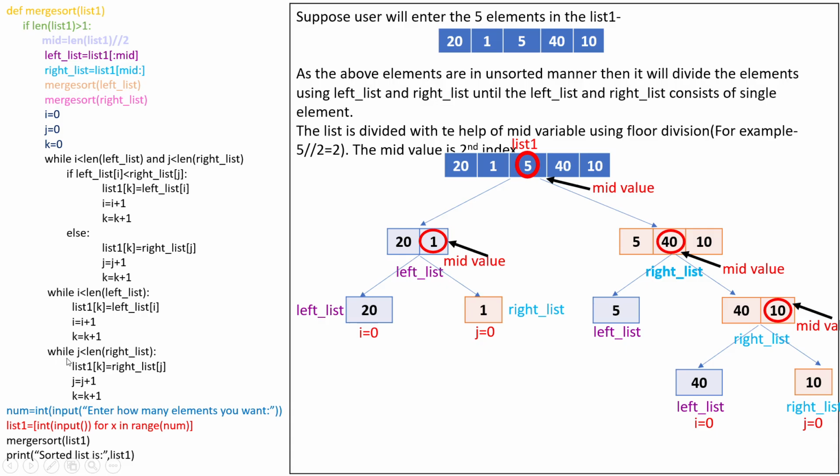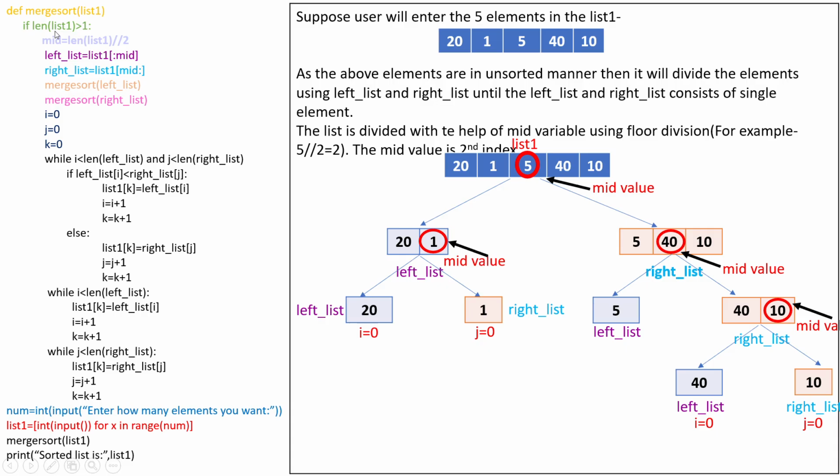Now the second one, while j less than length of right list. j is incremented by 1. 1 less than length of right list. Right list has the element 10, only a single element. So 1 is less than 1, false. It will terminate this while loop again and it will go to the if condition again.